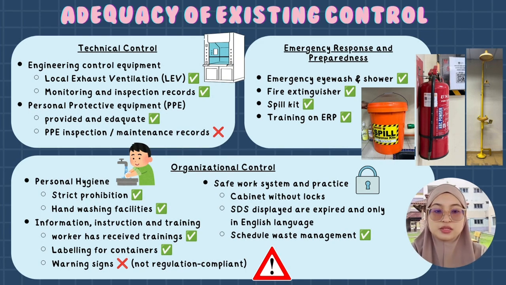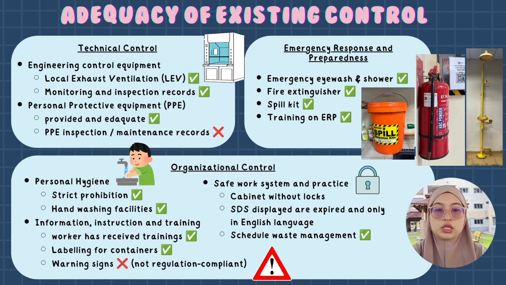Next is adequacy of emergency response and preparedness. Based on our assessment, the workplace is complete with emergency response plan and procedure with emergency kits. It includes eye wash and shower station, fire extinguisher, and spill kit available at the accessible area. The management has also conducted an ERP training for the workers.